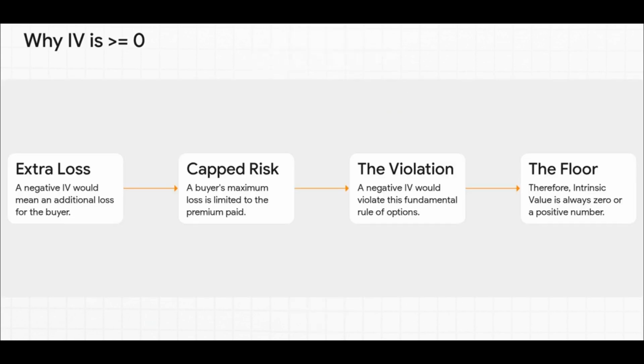It all comes down to the number one rule of buying options. Your risk is limited. The absolute most you can ever lose is the premium you paid to get into the trade. Period. If intrinsic value could go negative, that would mean you could lose more than your premium, and that just breaks the whole system. So the rule is simple. If the formula gives you a negative number, the intrinsic value is just 0. Think of 0 as the floor. It can't go any lower.